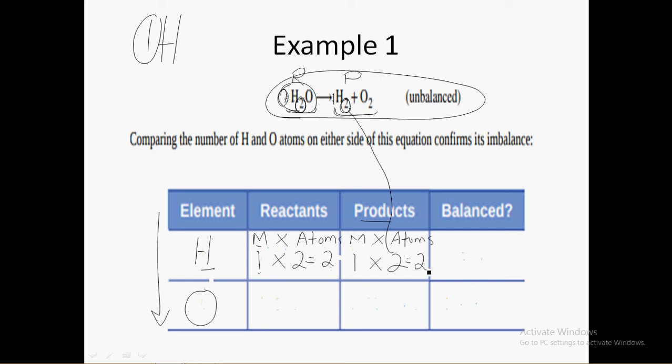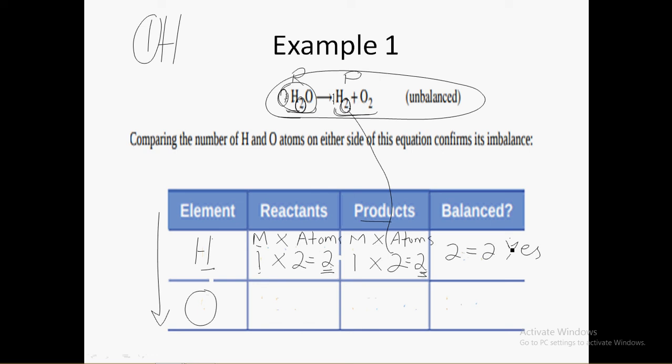When the number of products is equal to the number of reactants for that element, hydrogen, it's balanced. So 2 is equal to 2. Is it balanced? Yes, balanced.